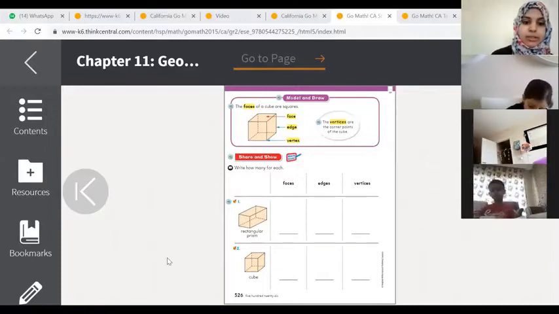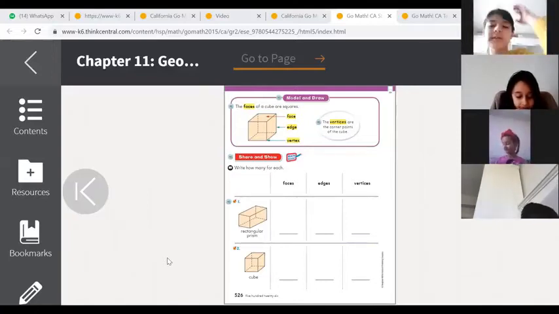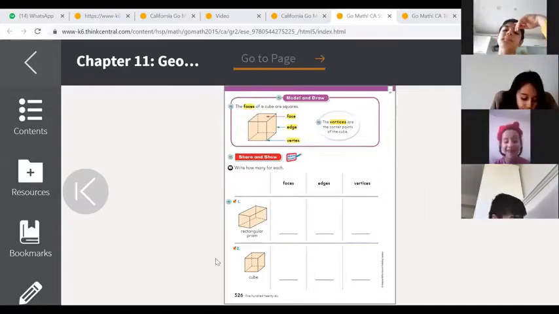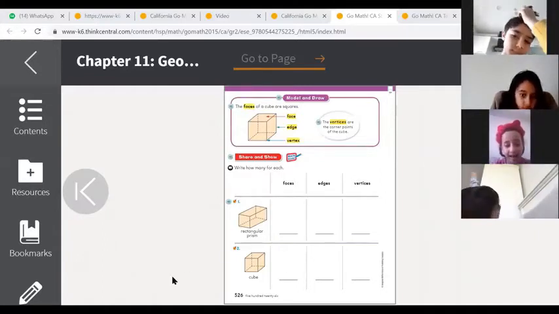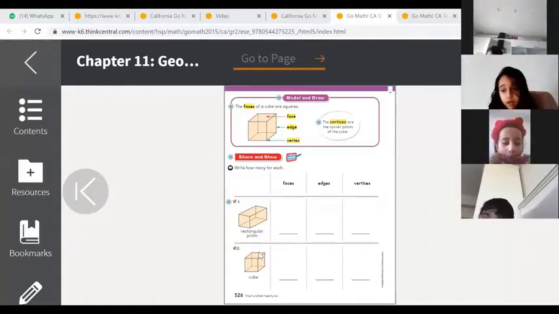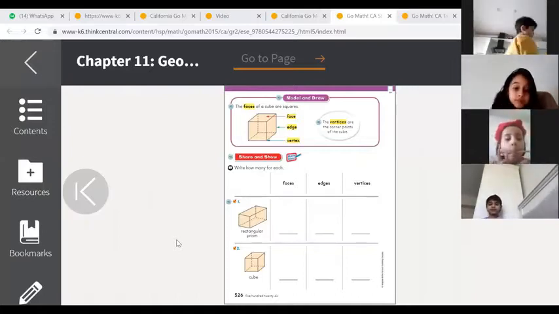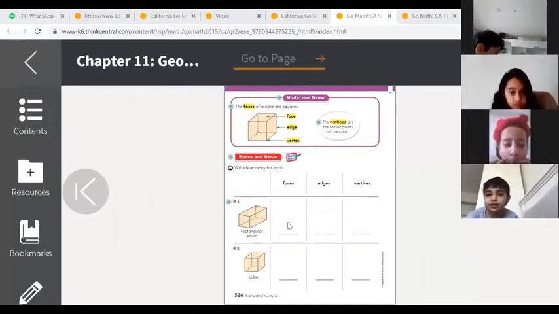Okay. So let's go to the cube. Let's go to the cube and count how many faces, edges, and vertices does it have. How many faces does a cube have? 6. How many edges, Nirvana? 12. Okay. How many vertices, Ahmad? In a cube. How many vertices are there in a cube? 8. 1, 2, 3, 4, 5, 6, 7, 8.